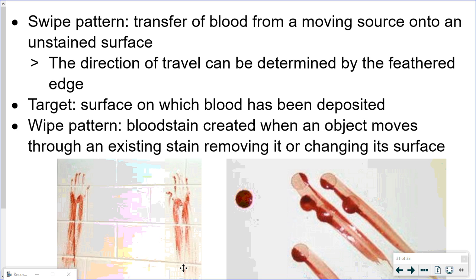The target is the surface where blood is deposited. And then we have a wipe pattern, which is different from the swipe pattern, where there's a blood stain when an object moves through an existing blood stain, changing its surface. So here we had blood drops that were already on this surface. You can kind of see their outline or their halo. And then someone wiped their fingers through it. But you notice that the blood was already there, and then someone altered the appearance.